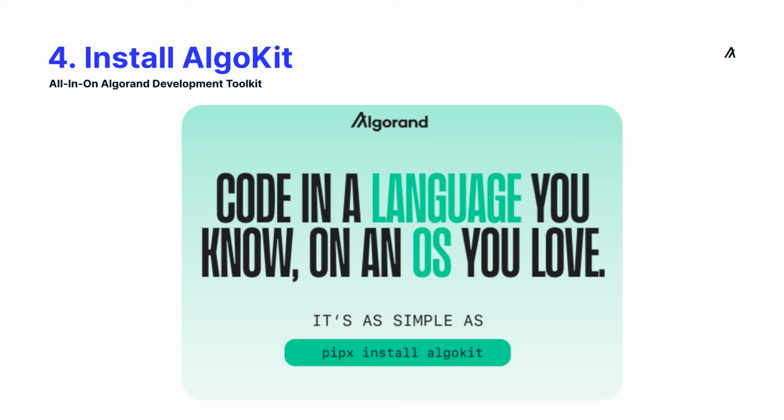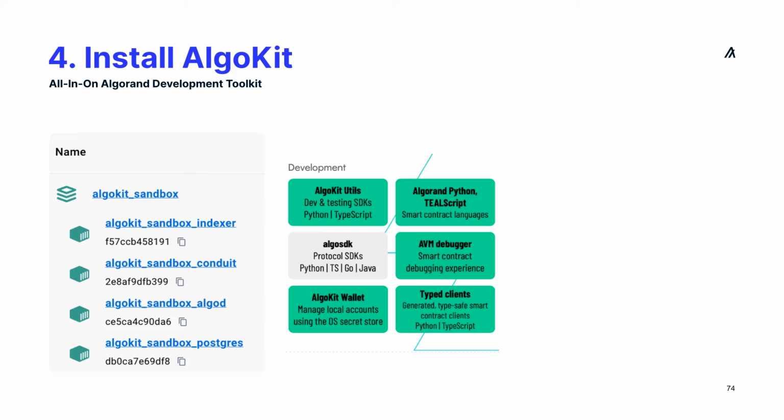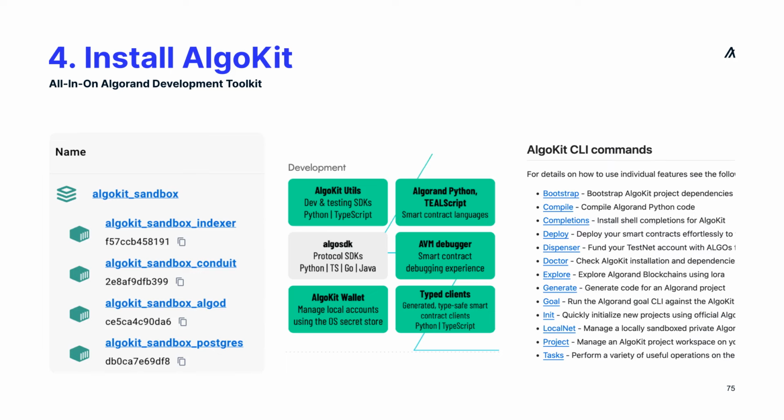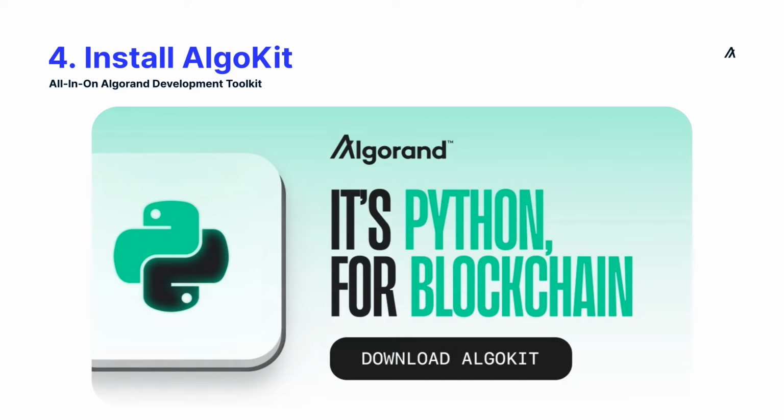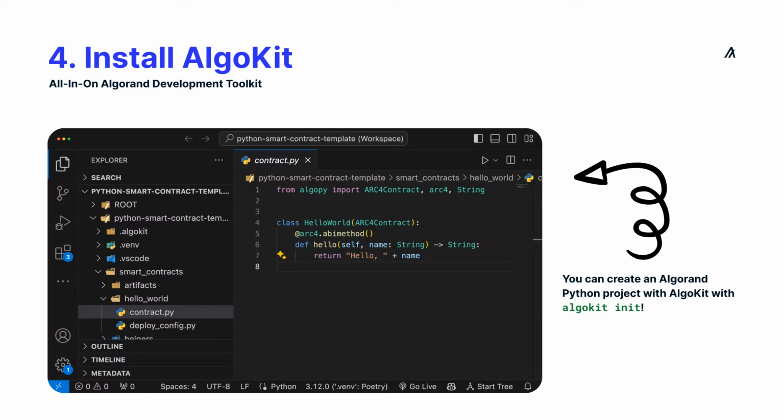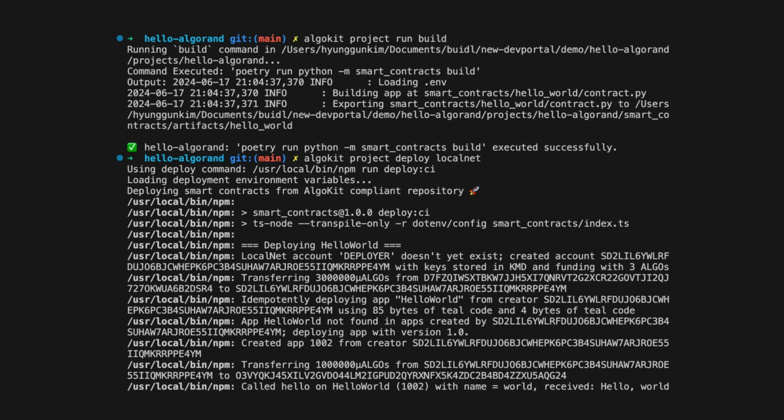Fourth, install AlgoKit, an all-in-one Algorand development tool, including local blockchain, various utility frameworks, various helpful commands, and more. Algorand Python is also included in AlgoKit, and we will use the Algorand Python smart contract template for all code examples. Now go to the Getting Started with AlgoKit guide on the developer portal and complete the tutorial. If you successfully deployed and called the default Hello World smart contract, you're all set and ready to start coding.